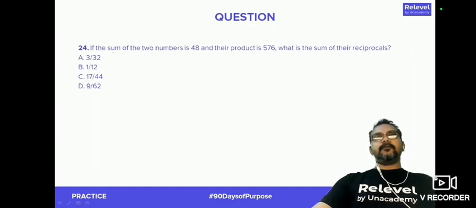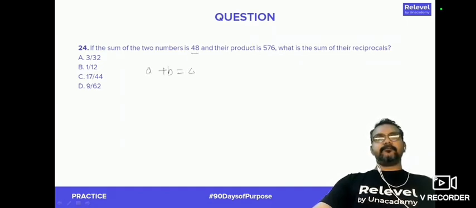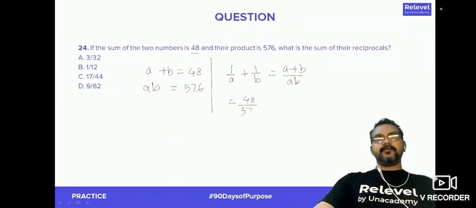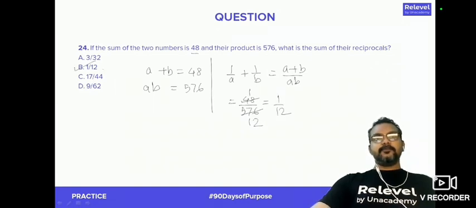Next, number 24. If the sum of two numbers is 48, so a plus b is 48, and the product ab is 576, you are being asked what is 1 over a plus 1 over b. Clearly that is, if I simplify, a plus b over ab, so that's clearly 48 by 576. So 48 goes once, that is 96 2. So 1 over 12. So option B is the answer for 24.